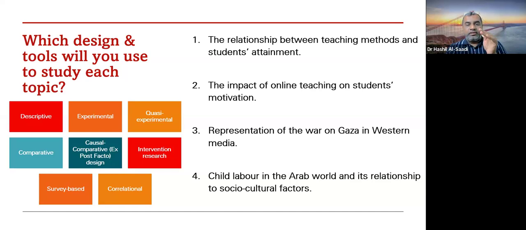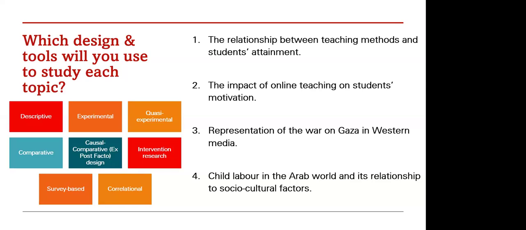What about the last one? Again, you notice that in the first one and the fourth one, we have the word relationship in both. So would you again say that this can be correlation? Yes, so we're looking at the variables here. We can also look at how child labor can be affected by socio-cultural factors or economic situations, whatever.